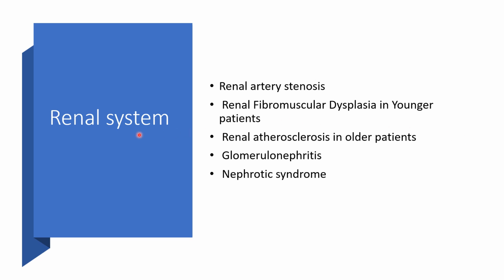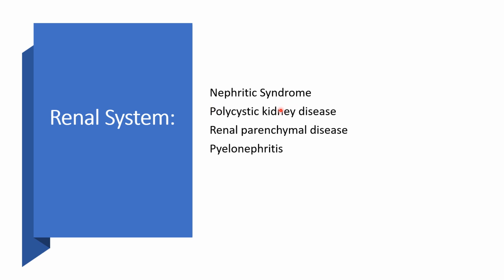Okay. What are the systems we want to be checking? When a young man or a young woman is right before me at the clinic with hypertension, something is going on. I will go and check the renal system. Is it renal artery stenosis, renal fibromuscular dysplasia in younger patients, or renal arteriosclerosis in older patients? Is it glomerulonephritis or nephrotic syndrome? Is it nephritic syndrome or polycystic kidney disease, renal parenchymal disease, or pyelonephritis?